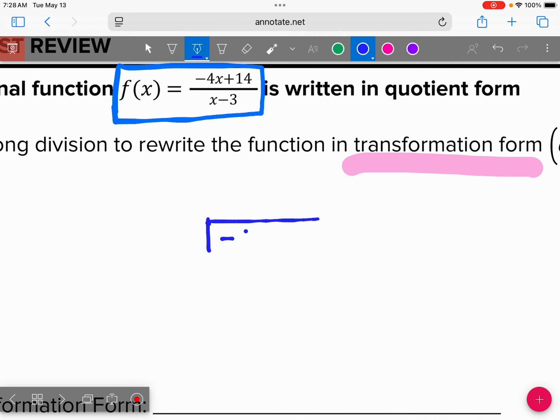So we need to take our -4x plus 14. And we need to divide that by our x minus 3. So in order to be able to write it in transformation form, we have to divide it down.